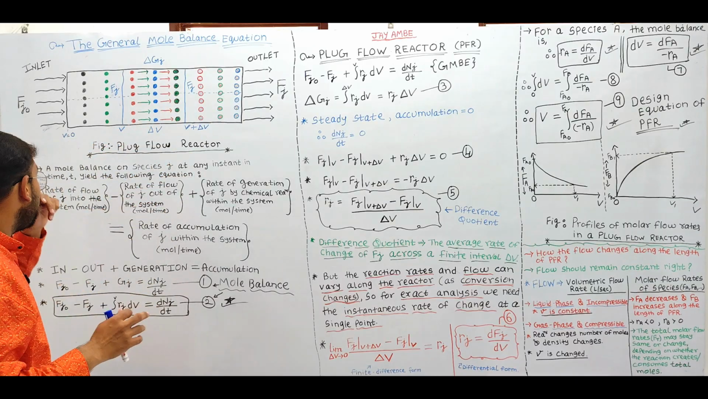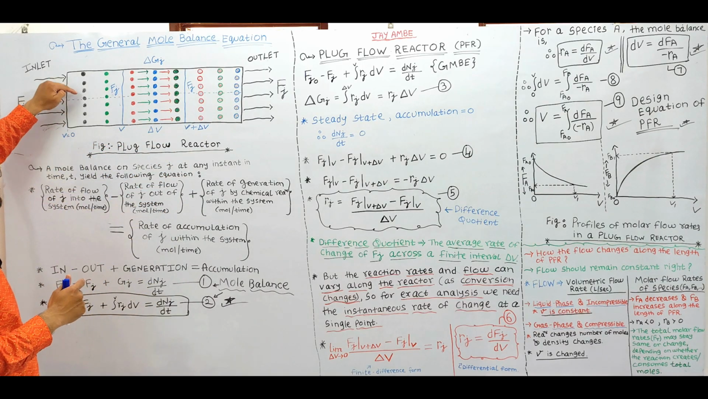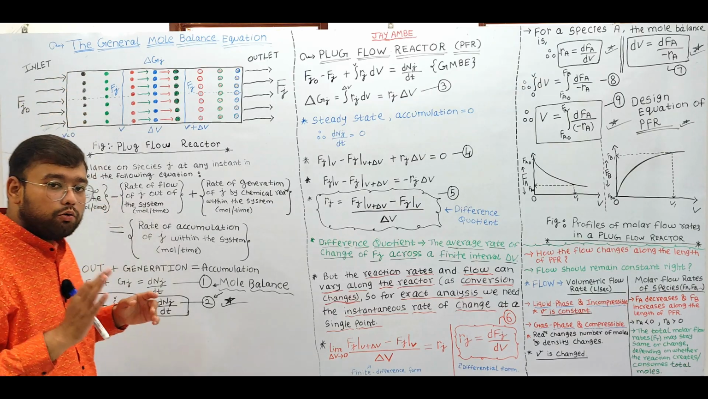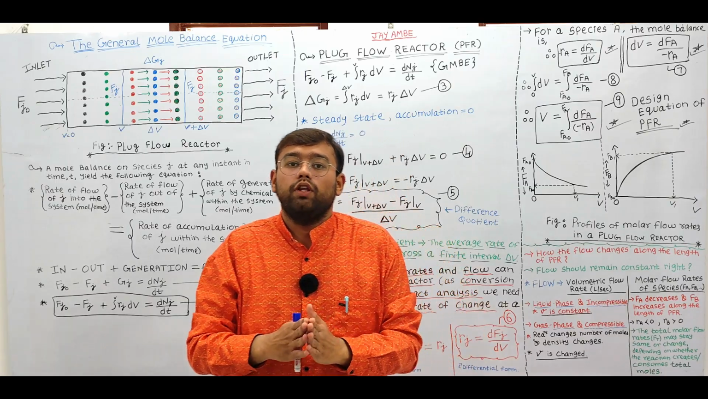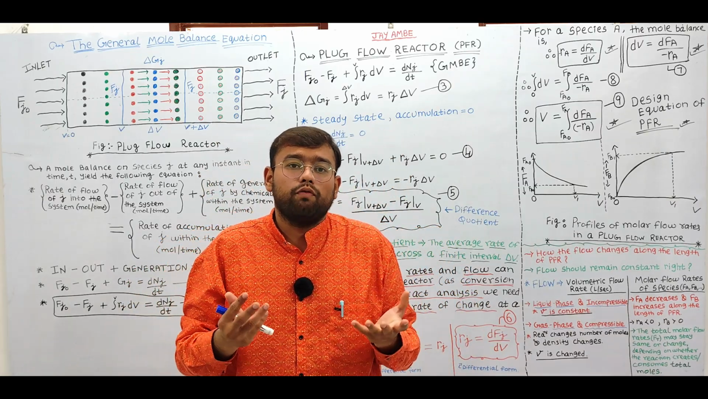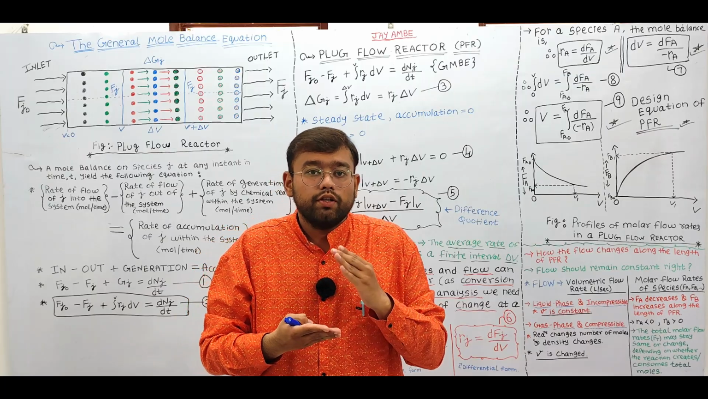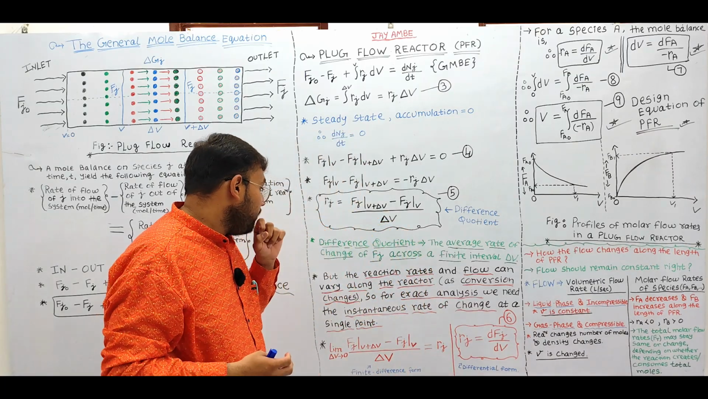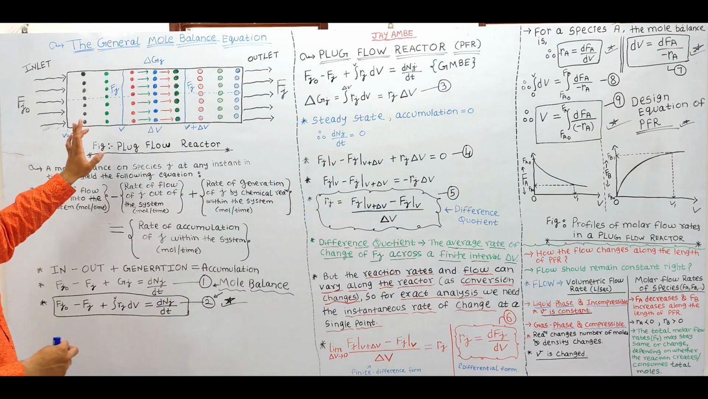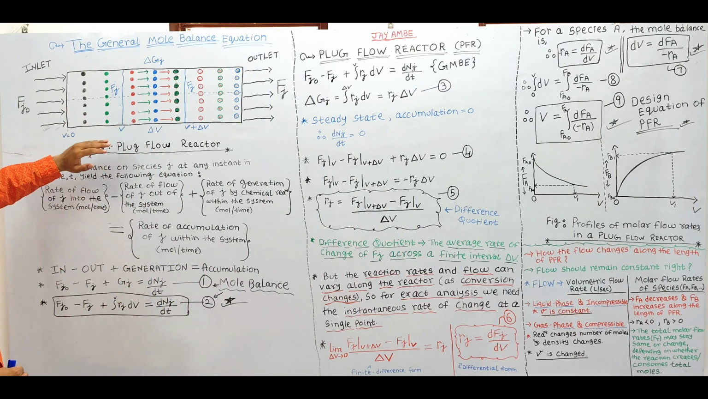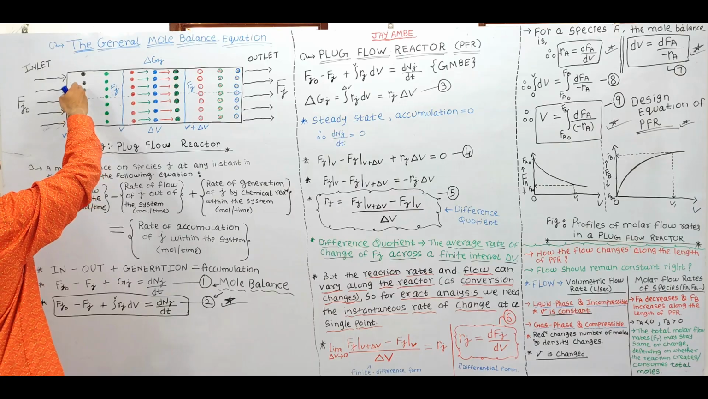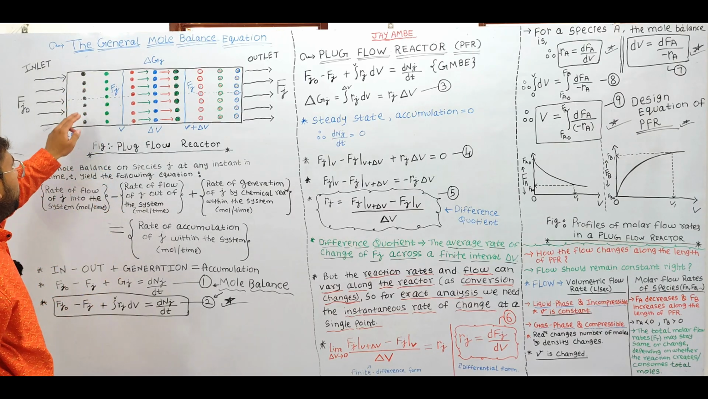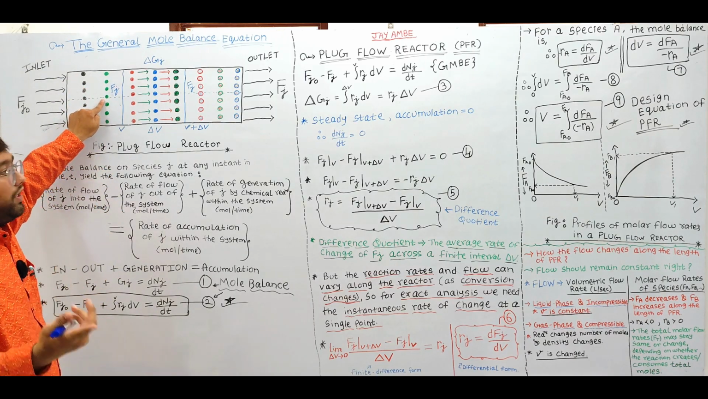Because as per the assumption, we have uniform mixing in the radial direction, due to which at each and every axial position we will have uniform concentration, temperature, and rate of reaction, right? Along the entire length and volume of the reactor, which means here at this axial position we'll have a rate of reaction R1, but if the axial position changes, then the rate of reaction will change.